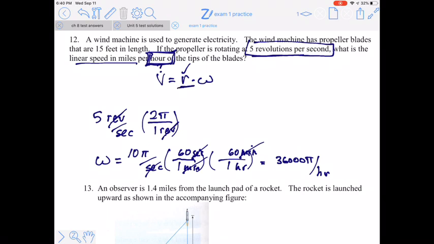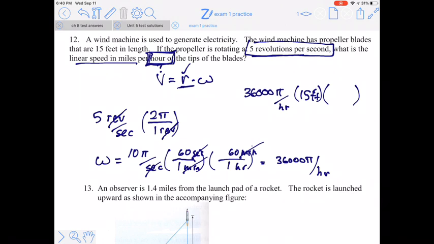Multiply it by r. So now I take 36,000 pi radians per hour and multiply it by 15 feet. That's a problem. Your feet should be in miles per hour. There's an extra 0 on there, I think. 60 times 60, but then remember we multiplied that by 10 there to get the 36,000.